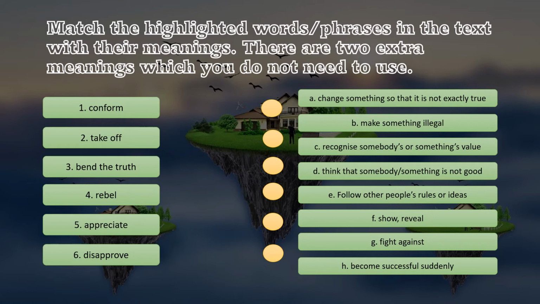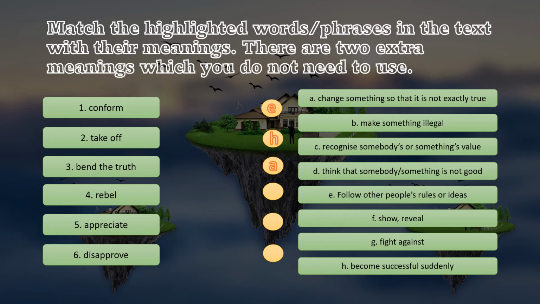As for the first word, that is conform, the answer is E. Follow other people's rules or ideas. Let's look at number 2. Take off. The answer is H. Become successful suddenly. Number 3. Bend the truth. The answer is A. Change something so that it is not exactly true.